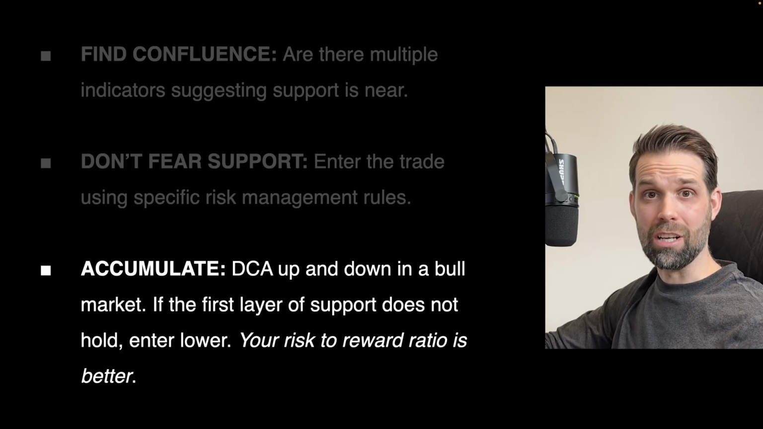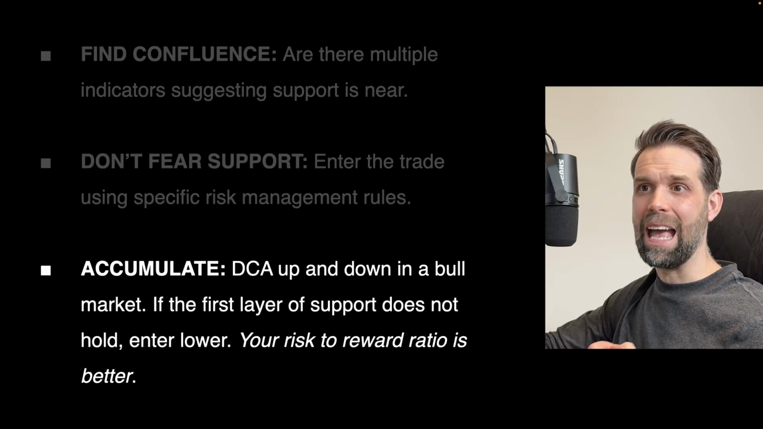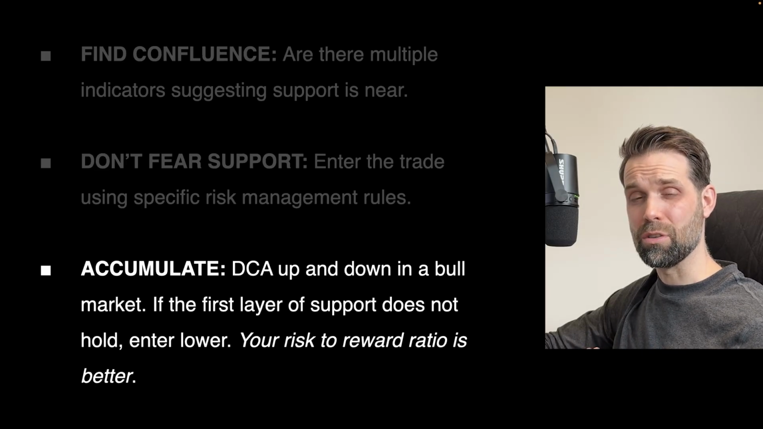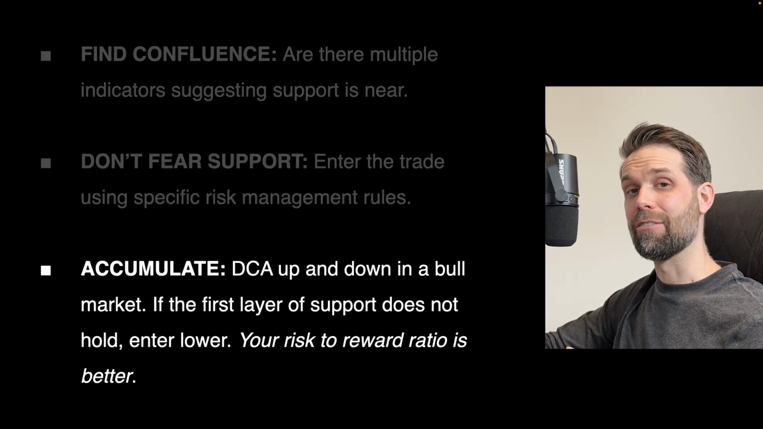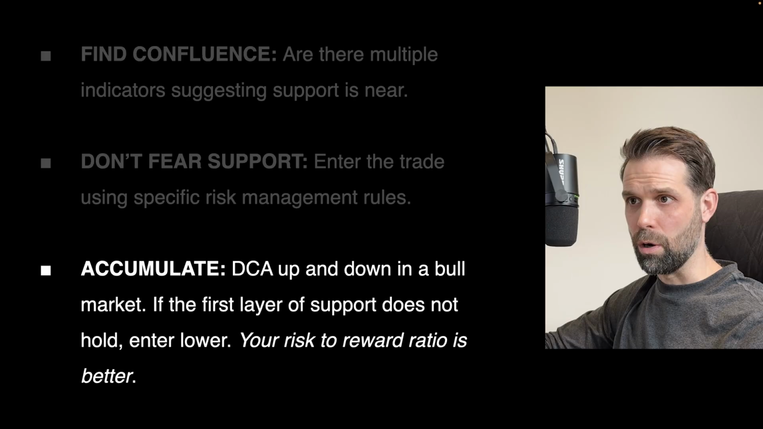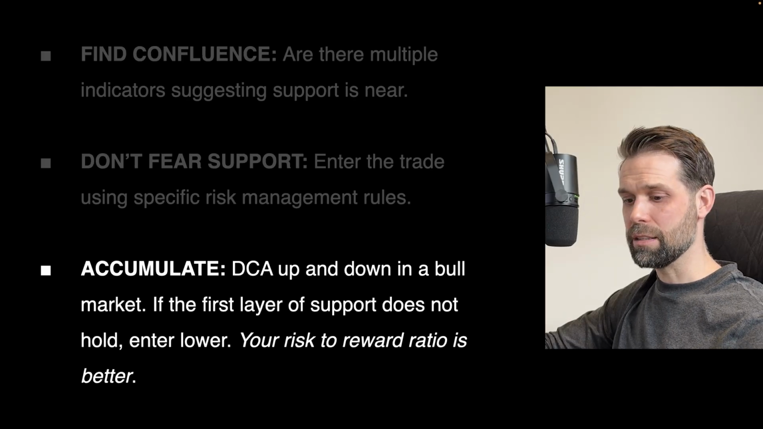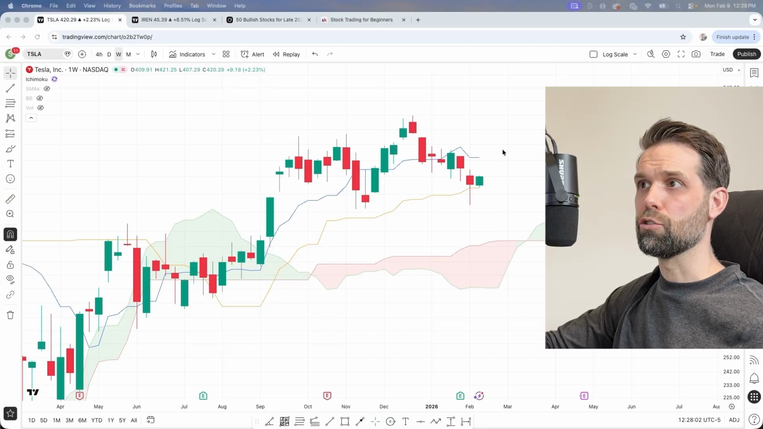So you can dollar cost average up as the market structure is continuing to trend upwards. And if a support zone doesn't hold, and the stock is still bullish, you can actually dollar cost average down and get a better risk to reward ratio on your entries. So why don't we look at an example of this over on TradingView again.